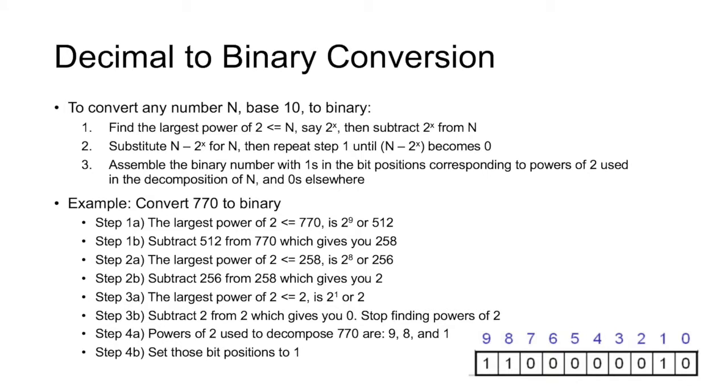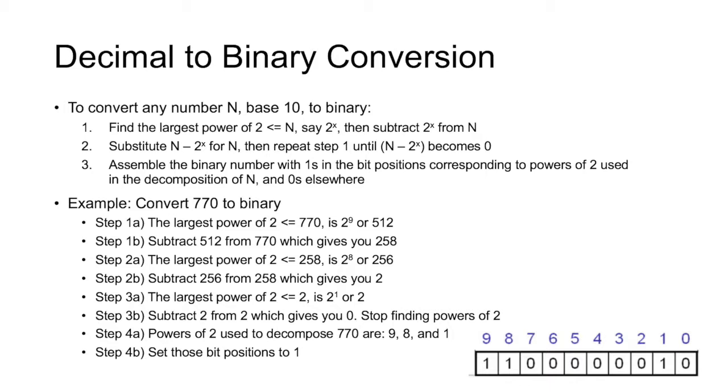We then assemble the binary number with 1s in the bit positions corresponding to powers of 2 used in the decomposition of n, and zeros elsewhere. As an example, converting 770 to binary, we would find the largest power of 2 that's still less than or equal to 770. That works out to be 512, because the next one over would be 1024. That would be too big.